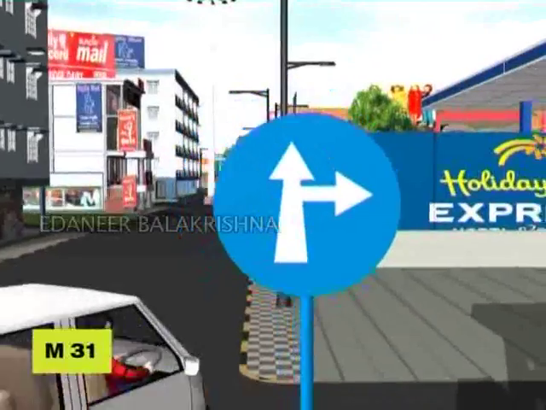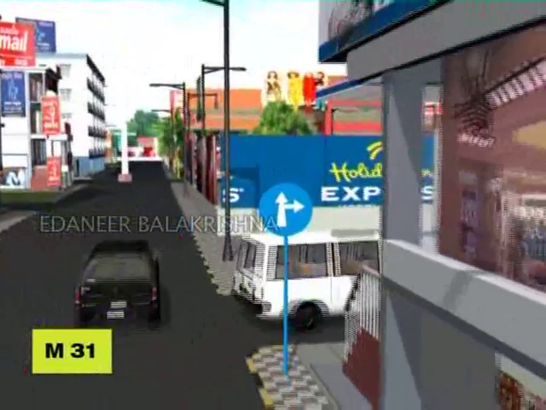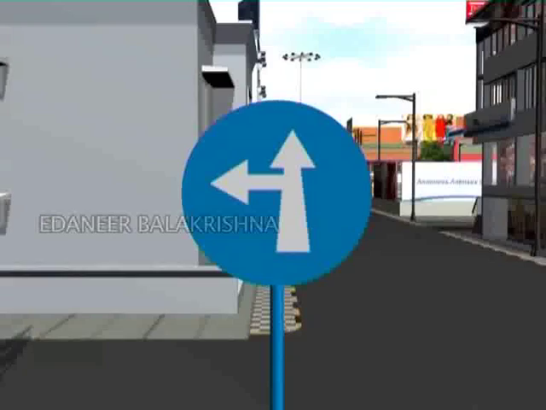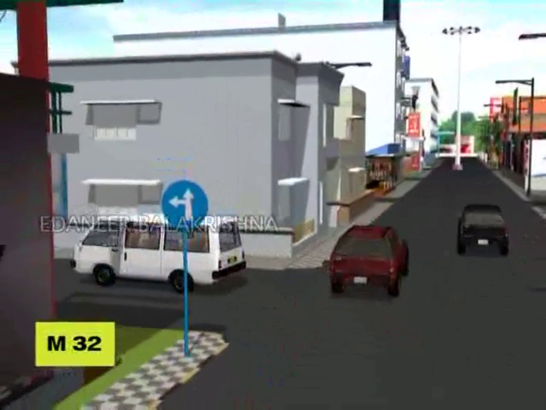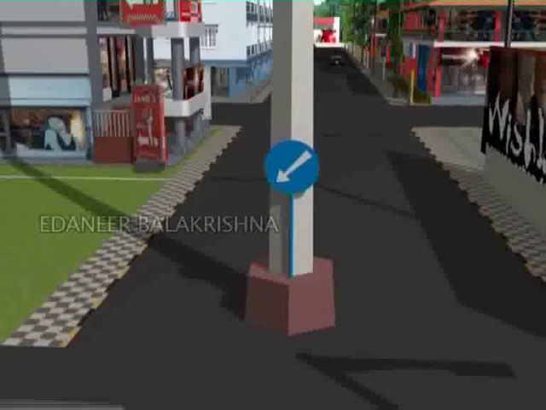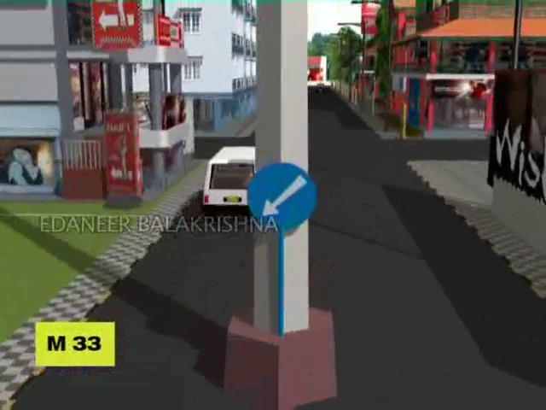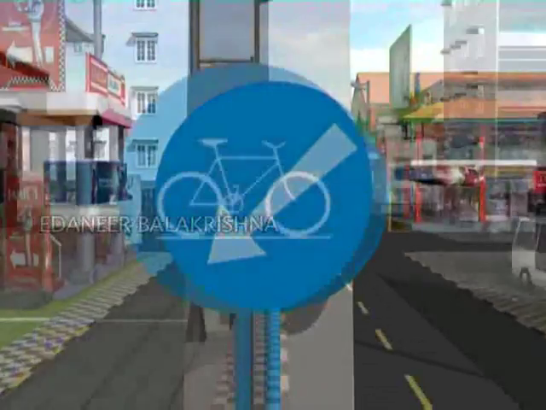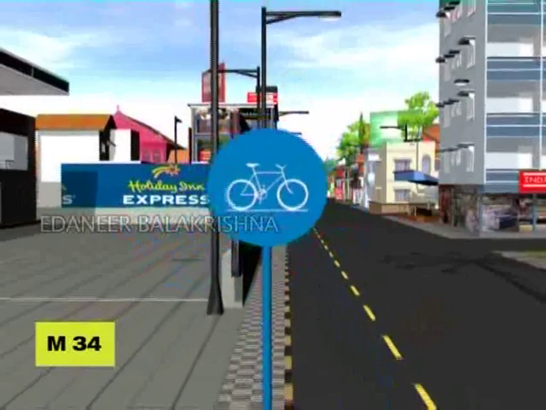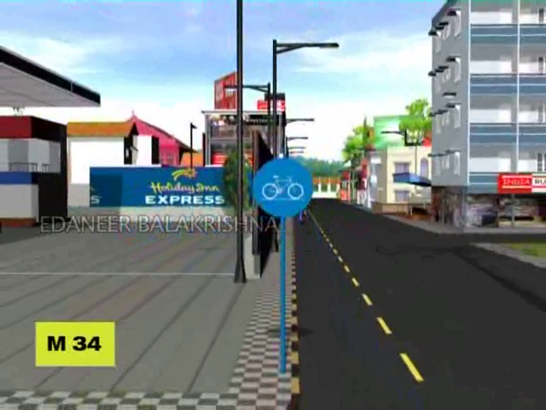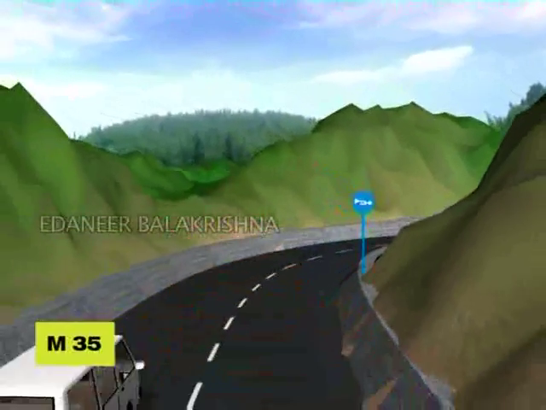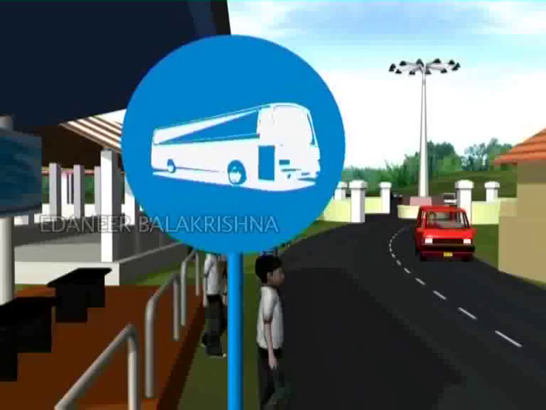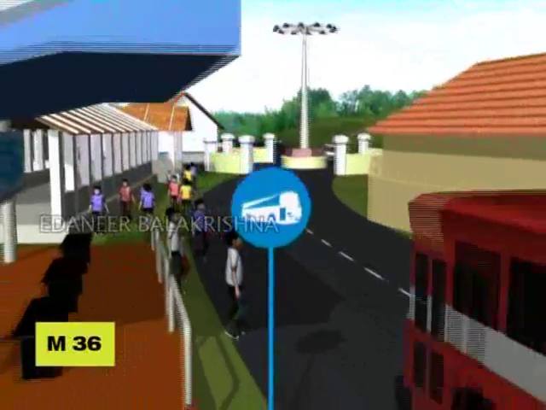Mandatory go straight or turn right, M31. Mandatory go straight or turn left, M32. Mandatory keep left, M33. Mandatory cycles track only, M34. Mandatory sound horn, M35. Mandatory bus stop, M36.